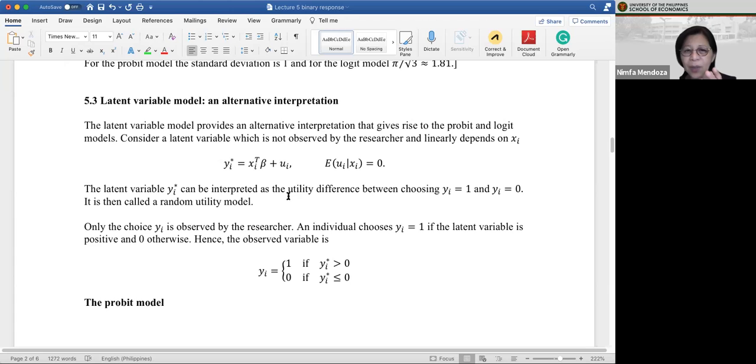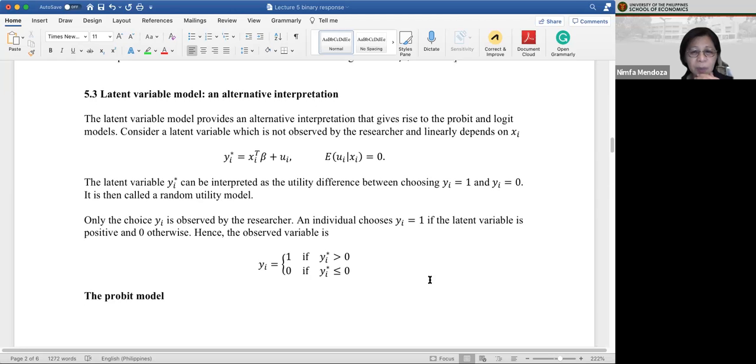But we know that the value of that utility we cannot observe. In fact, we have the ordinality characteristic of utility functions. Okay. This then is called a random utility model when we interpret y sub i as the utility difference between choosing y sub i equal to 1 and y sub i equal to 0.